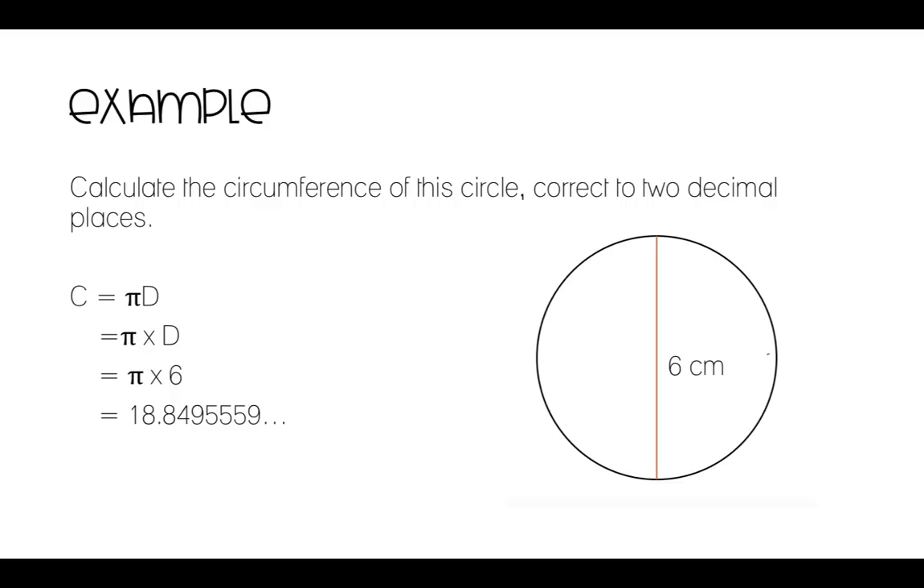So how do we round that to 2 decimal places? What we're going to do is we're going to cut it here essentially. The number after our 2 decimal places is a 9, so it's a 5 or above, which means that this 4 goes up to a 5. So we get 18.85 centimeters.